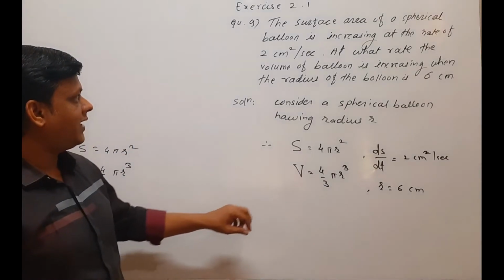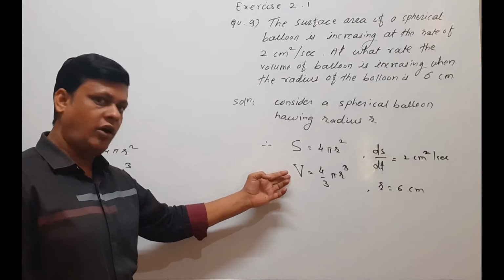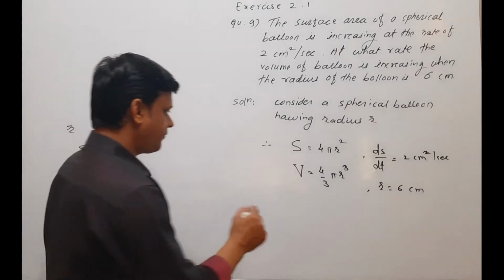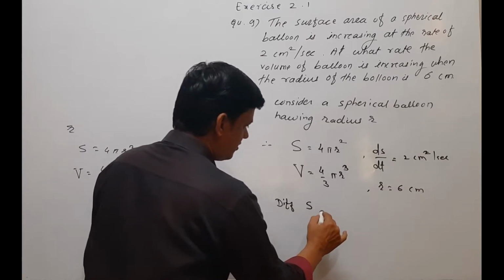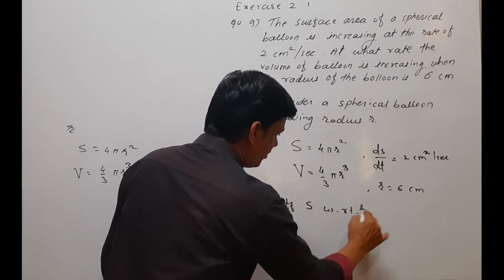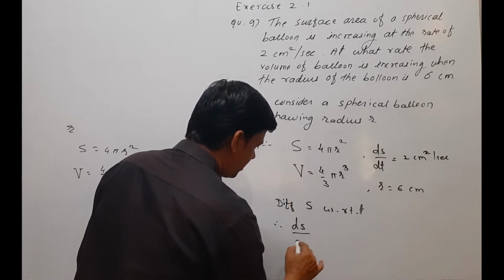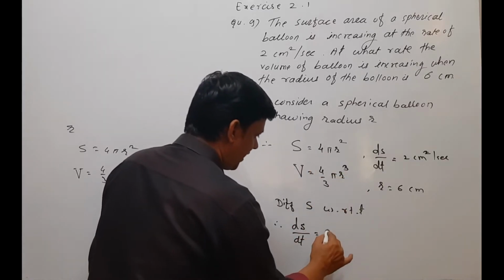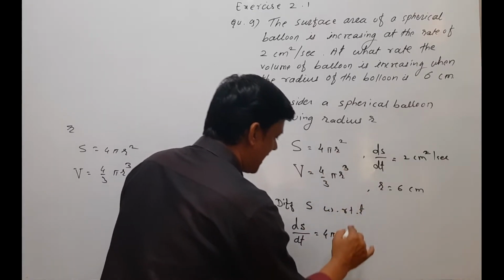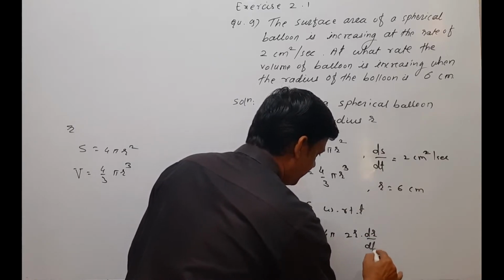So first we find derivative of S, then we find derivative of V. So right here differentiate capital S with respect to t. Therefore here derivative of S we get ds by dt, 4 pi is constant, derivative of r square we write 2r into dr by dt.